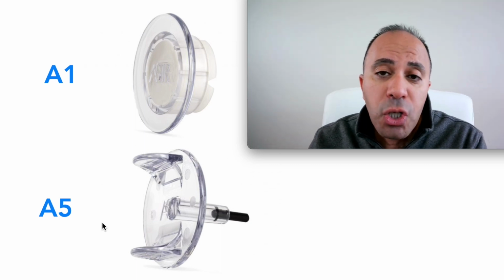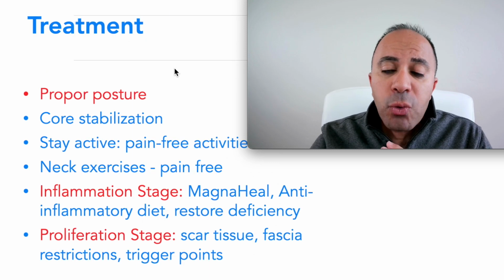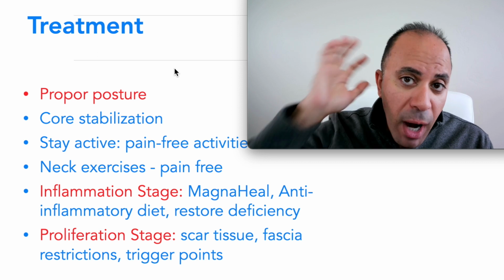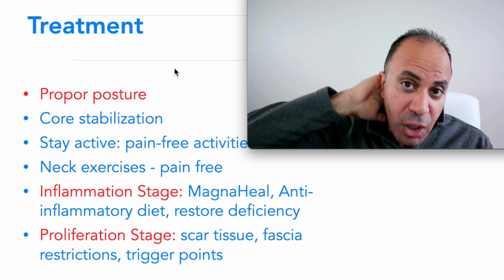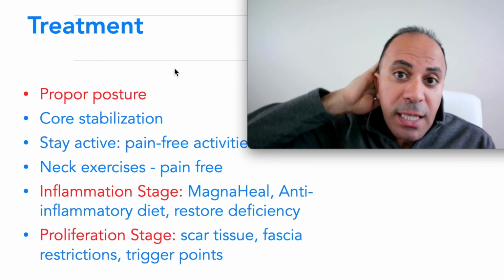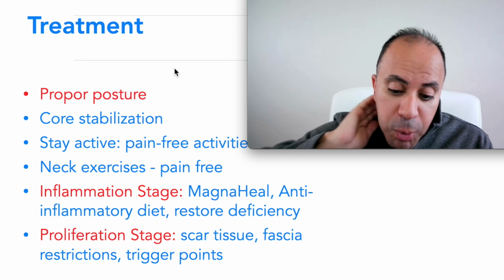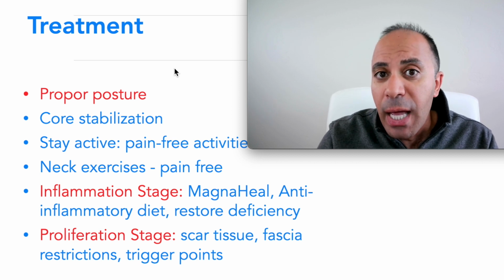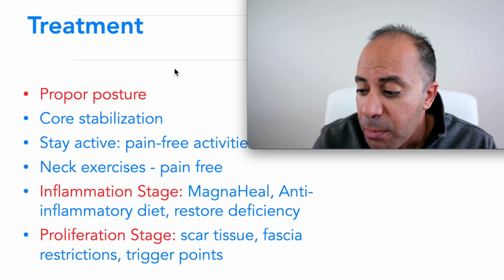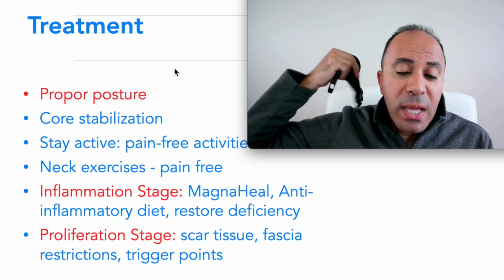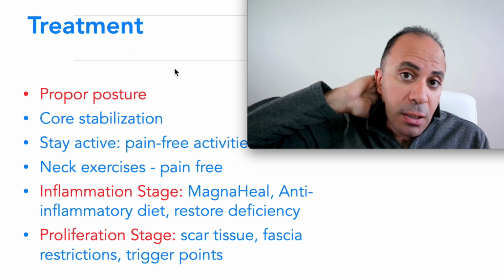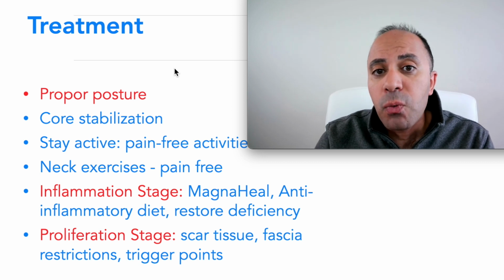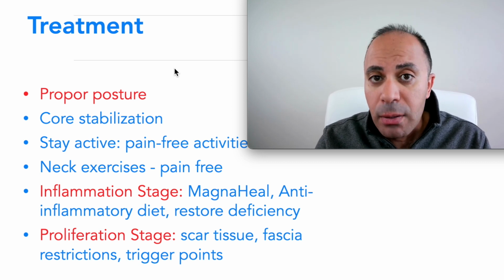So what should you do at home? We have to work first on releasing all the tightness. So I release the superficial fascia restriction, the deep fascia restriction, release the scar tissue, the trigger points with the tools. And then after that, if you can tolerate it and if you have a lot of inflammation, I usually start with the Magna Heal to decrease the internal inflammation. So this way, when I use the tool, it will be easy for the patient to tolerate.